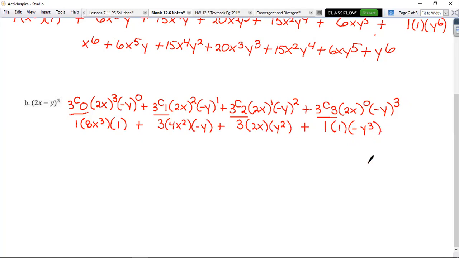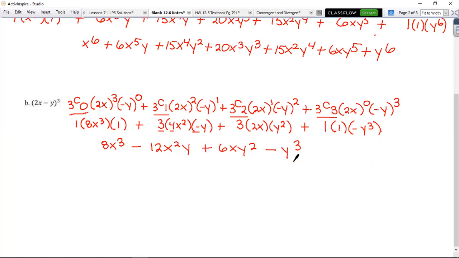So then you just put this together. So I have an answer of 8x cubed. 3 times 4 is 12 times negative 1 makes this negative 12x squared y plus 6xy squared minus y cubed. Okay, so that is an expansion power of 3. How's that? Do you guys see the pattern?